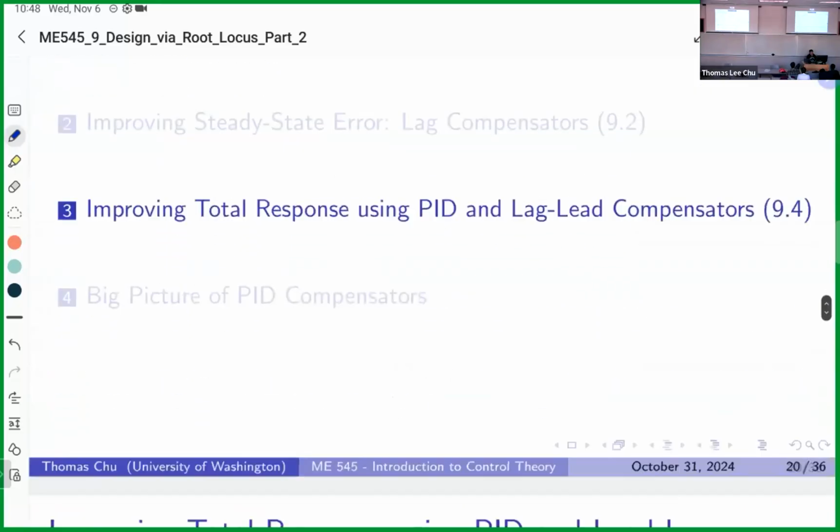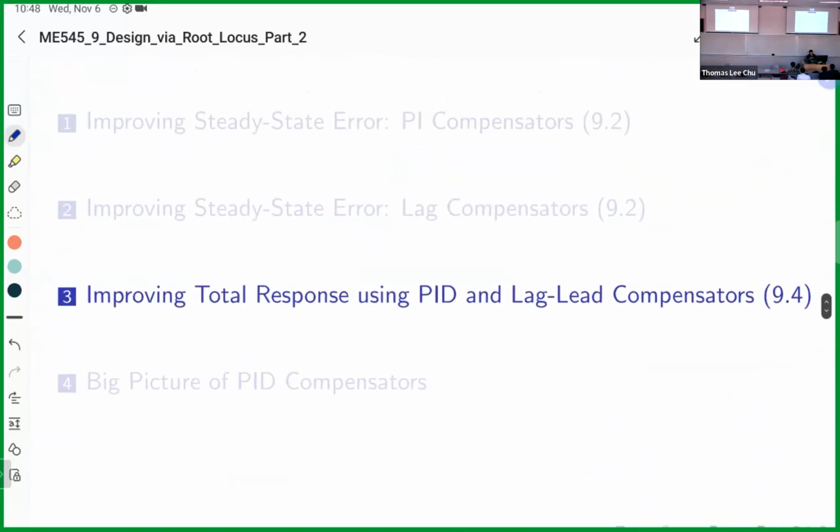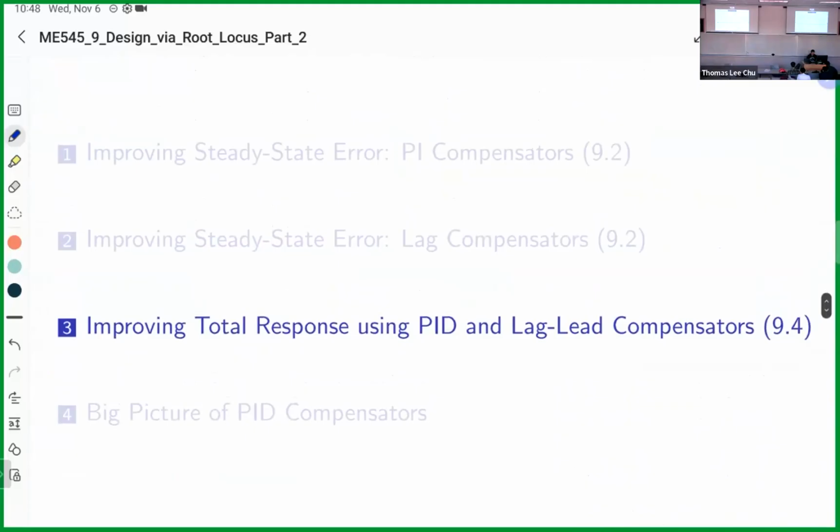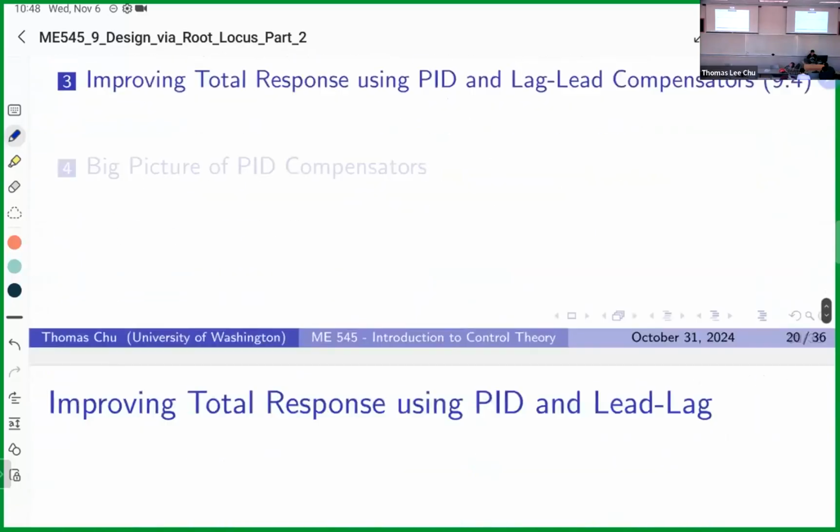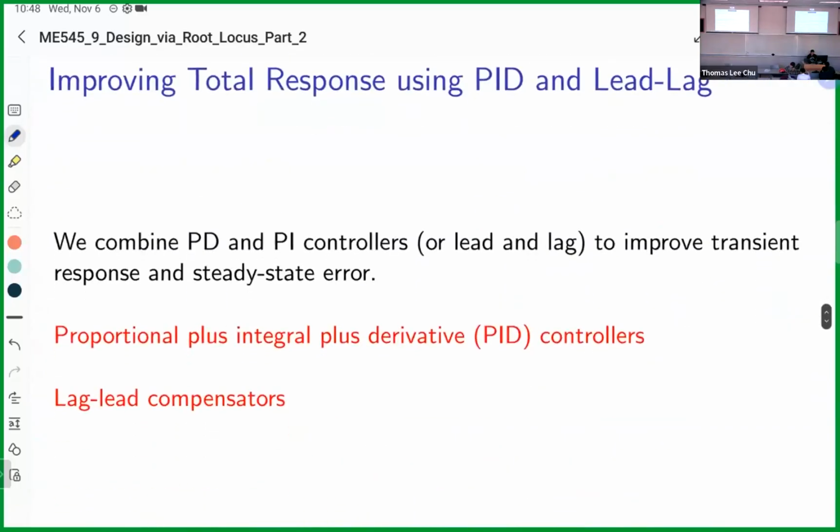So now we can finally move on to improving the total response. Now we're going to improve the steady state error and the transient response time by combining PD and PI and lead and lag compensators together. So we combine PD and PI controllers or lead and lag to improve transient response and steady state error respectively. So PID is called proportional plus integral plus derivative controllers, or we have lag lead compensators.